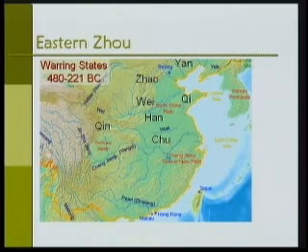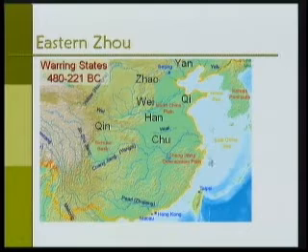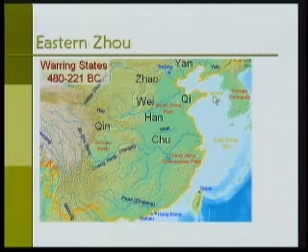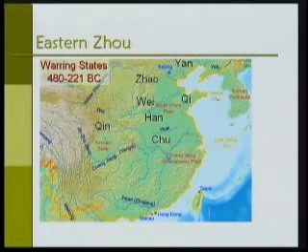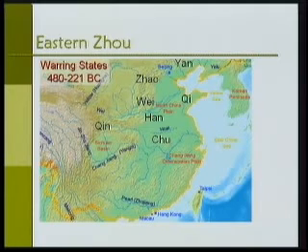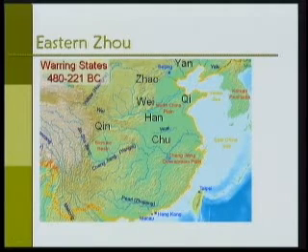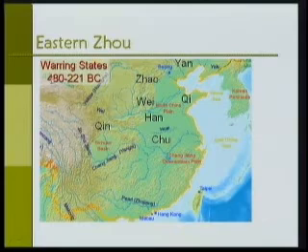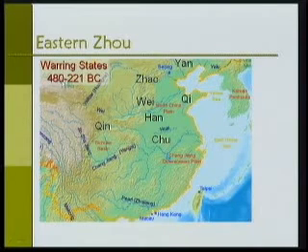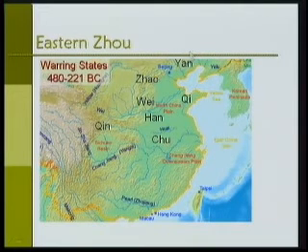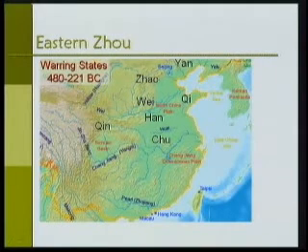Different warring states. I think I eliminated one or two. There were many more smaller ones, but these were the major ones, and that's why they're called the warring states, that would start fighting among themselves from about 480 BC to 221 BC. And these ones living in about the northeast area would wipe each other out. They would weaken each other.